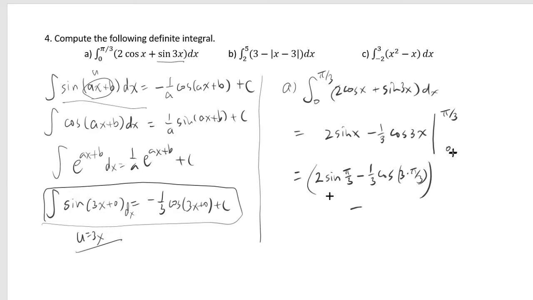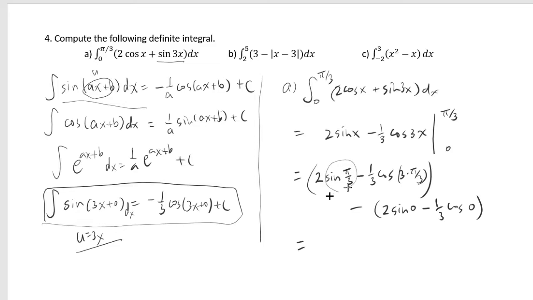minus, and then you have to subtract the one that you get when you plug in 0. So you get 2 sine 0 minus 1/3 cosine 0. And it's very important that you put these parentheses, because you have to subtract the whole thing, and without the parentheses you will end up making these sign mistakes.